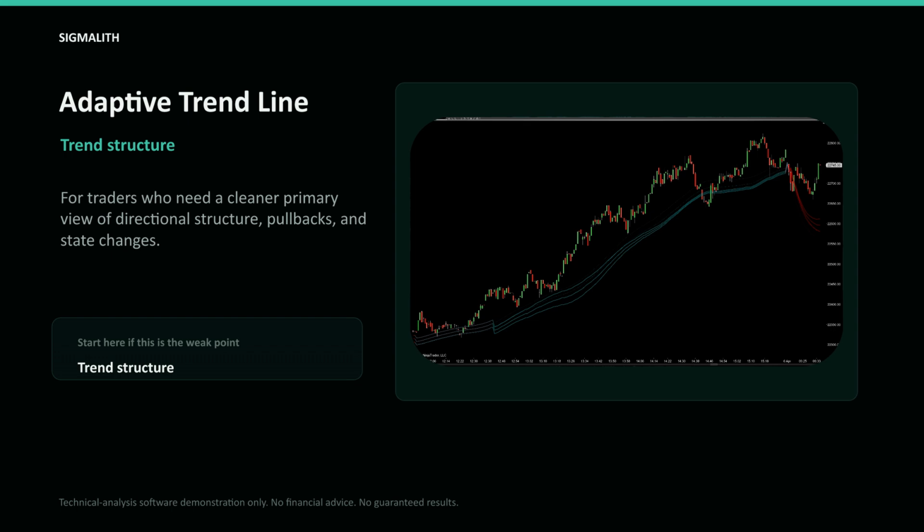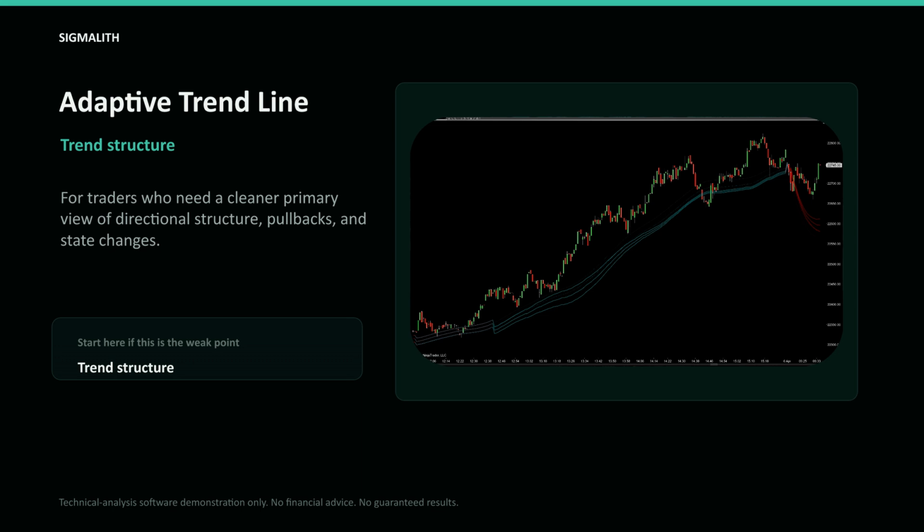It helps frame directional behavior, pullback context, and state changes. It is useful when the main question is: is this move still structurally intact? Or is the market beginning to change state?